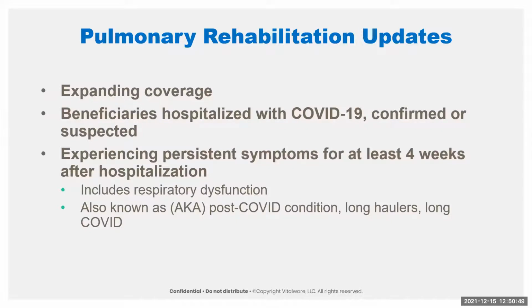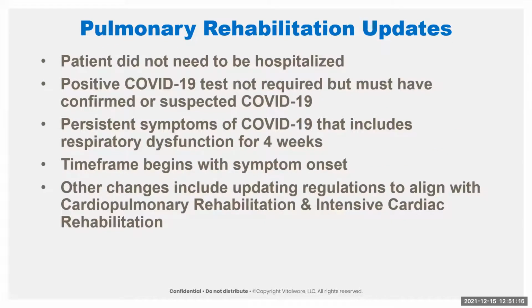So people have been hospitalized with COVID-19, and that could be confirmed or suspected, and they are experiencing persistent symptoms for at least 4 weeks after the hospitalization, and that can include your respiratory dysfunction, or what we're kind of calling your post-COVID condition, long haulers, long COVID, those types of things. So if the patient did not need to be hospitalized, a COVID-19 test is not required, but they must have confirmed or suspected COVID-19, and that they are having those persistent symptoms, including respiratory dysfunction, for at least 4 weeks. And they're counting that 4 weeks from the beginning of the symptom onset.